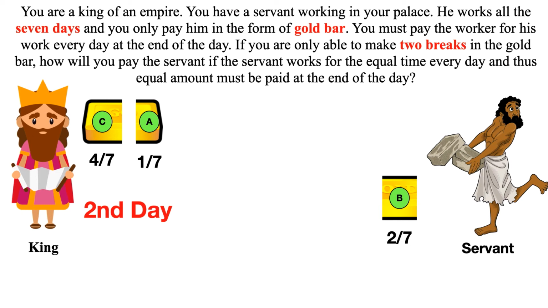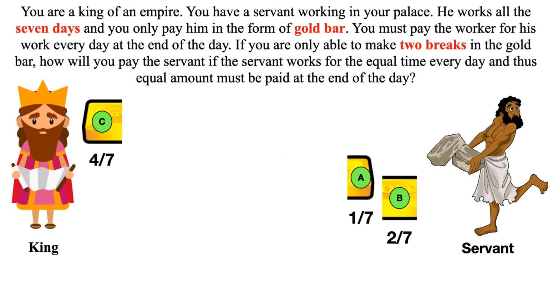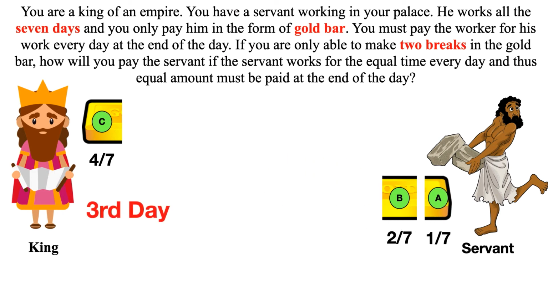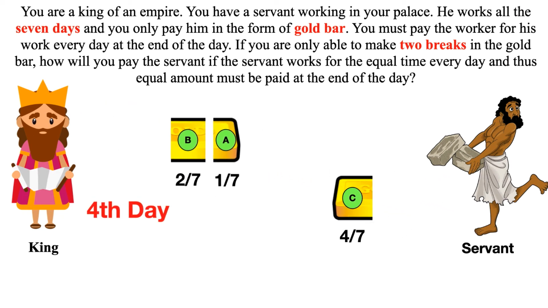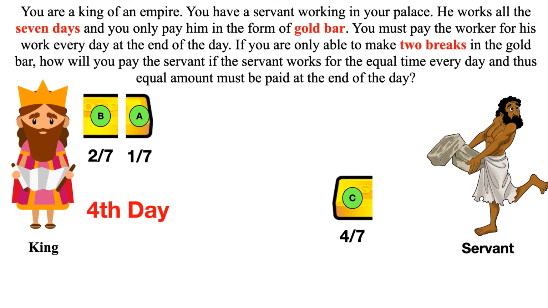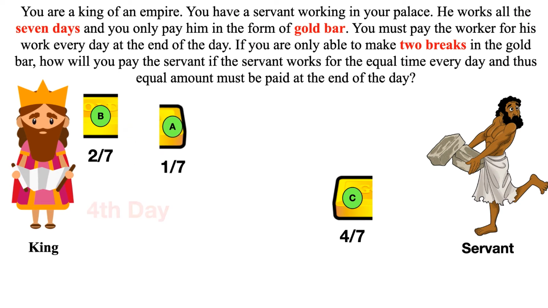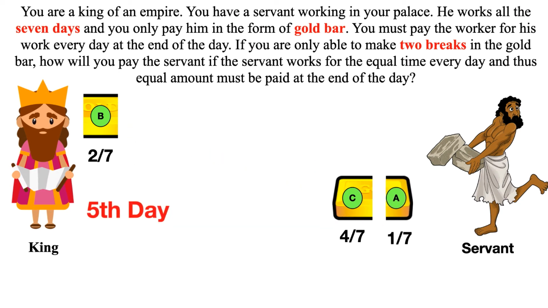Worker possesses bar B. When the day 3 ends, give bar A to the worker. You remain with bar C. Worker possesses bar A and bar B. When the day 4 ends, give bar C to the worker and take back bar A and bar B. Here you remain with bar A and bar B. Worker possesses bar C. When the day 5 ends, give bar A to the worker. You remain with bar B. Worker possesses bar A and bar C.